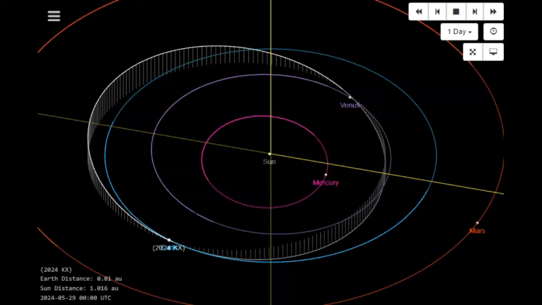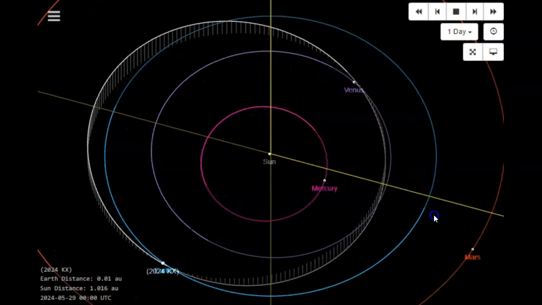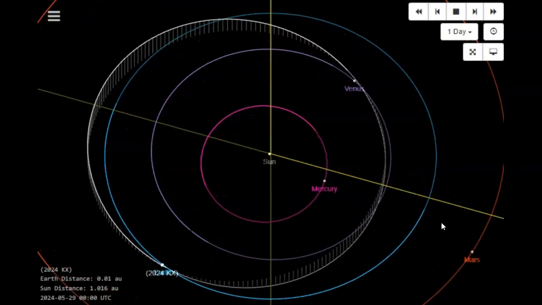Ladies and gentlemen, JPL has just announced that we have a large rock to fly between Earth and the Moon on the 31st of May, in 2 days. That's going to be 2024 KX. And we'll take a look at some of the details here, but the close flyby is supposed to be, again, on the 31st, and we'll talk time in just a second.